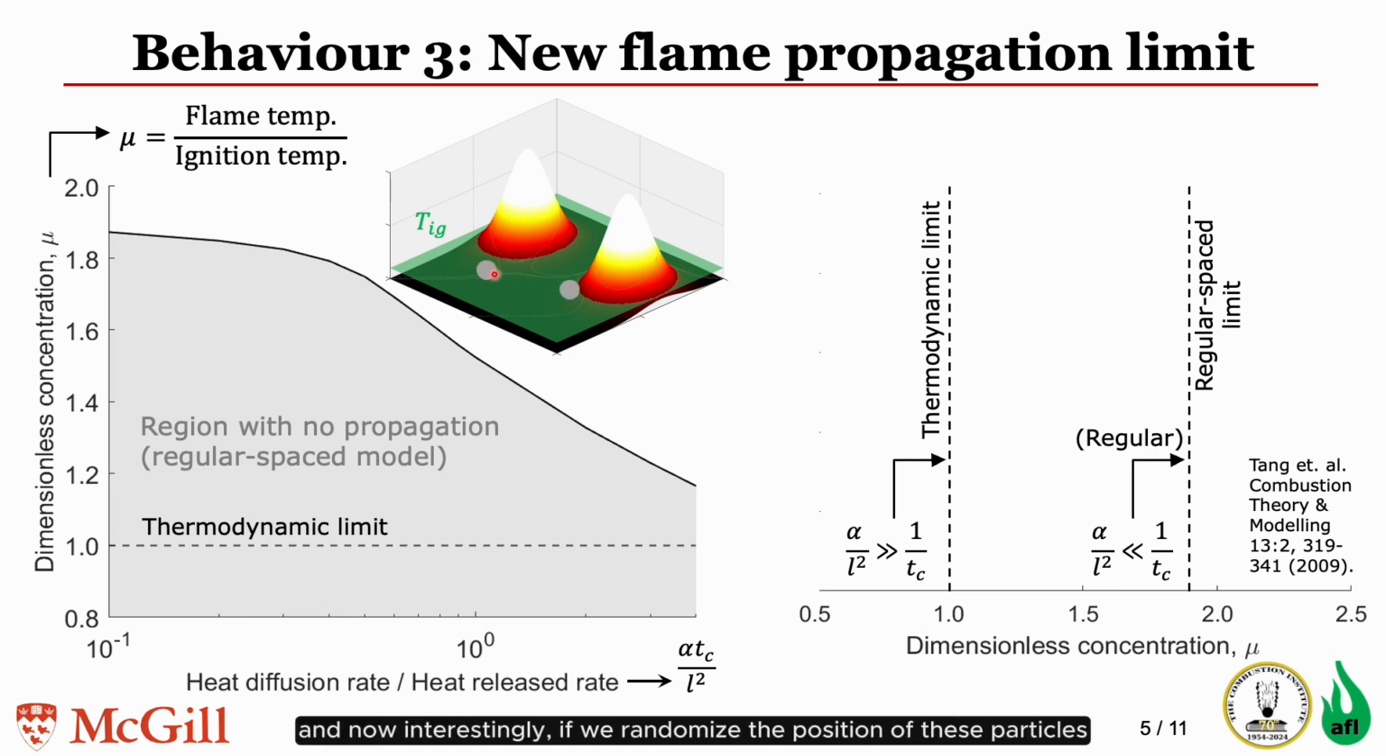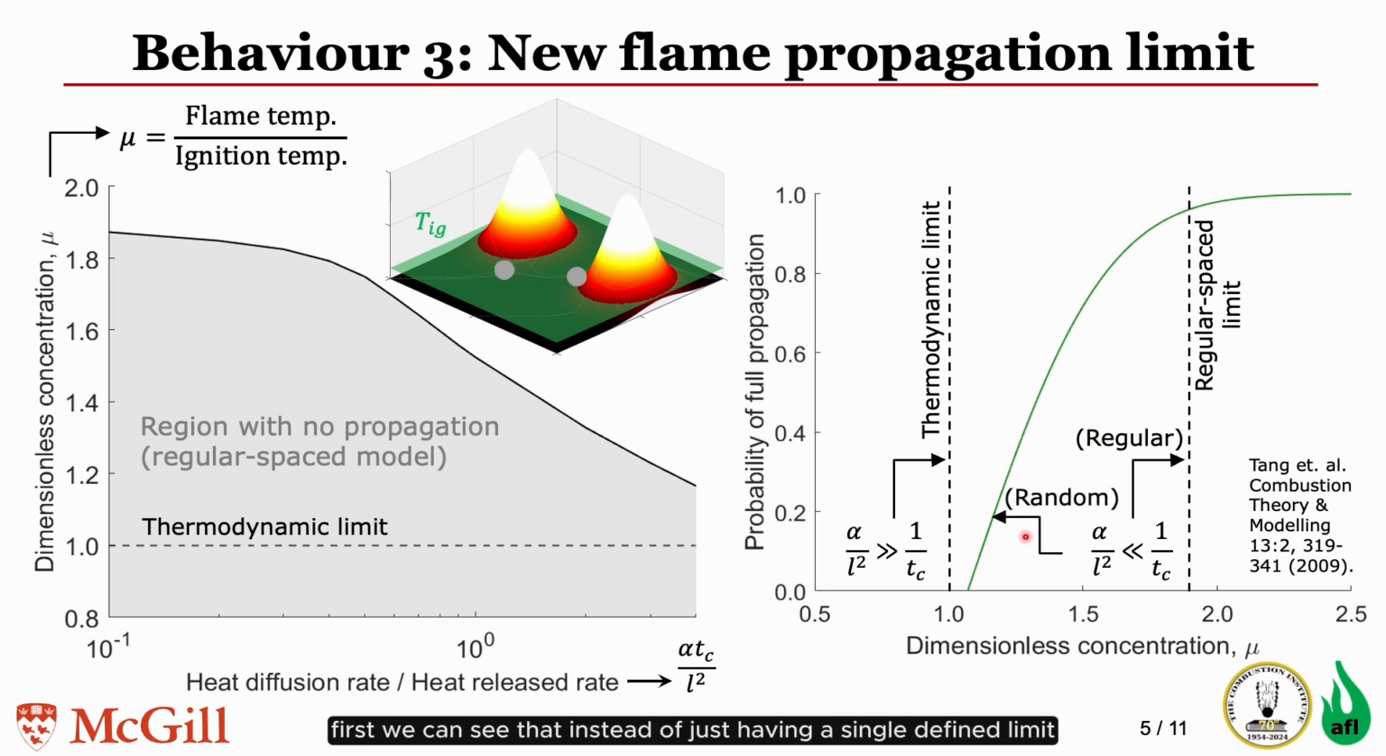Now interestingly, if we randomize the positions of the particles instead of regularly spacing them, we can see some interesting features here. First, instead of just having a single defined limit like the thermodynamic limit, now because of the random positions in different runs, we see different probabilities of propagation at different fuel concentrations. And secondly, because of the randomization, some of the particles can be closer to this temperature microgradient, so fluctuation of the particles can actually make the flame propagate more easily.